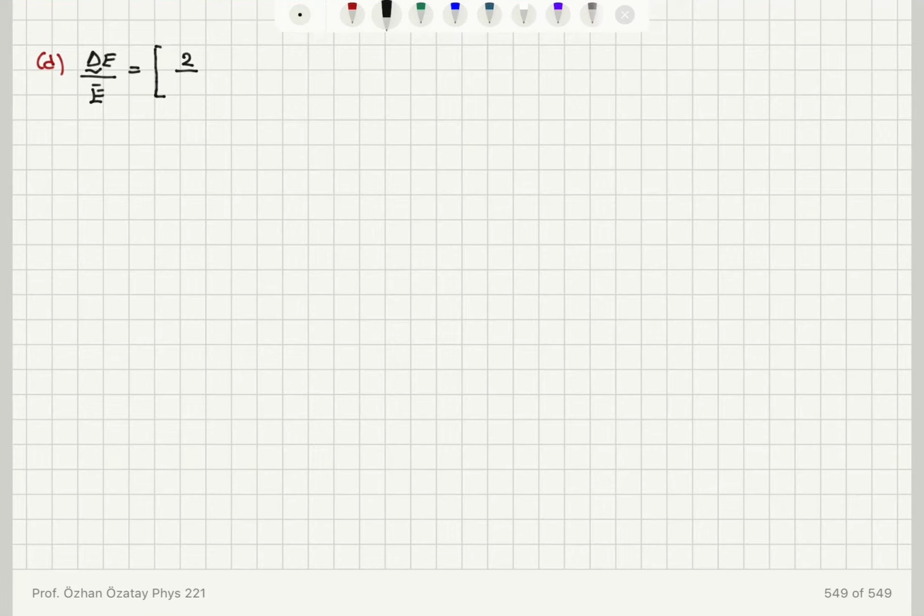So here I had 2 over 3N, and then I have n prime divided by n plus n prime to the power 1/2. Now if n prime is much greater than n, this n should be neglected. So I will be left with n prime over n prime, and n prime over n prime would disappear. So this would become 2 over 3 capital N to the power 1/2 in the limit n prime is much greater than n.